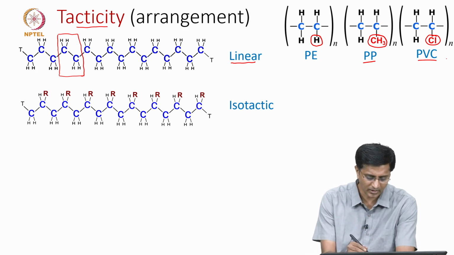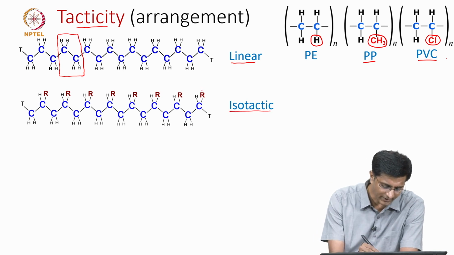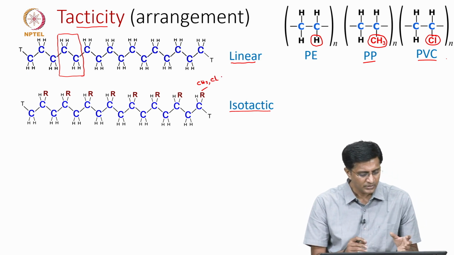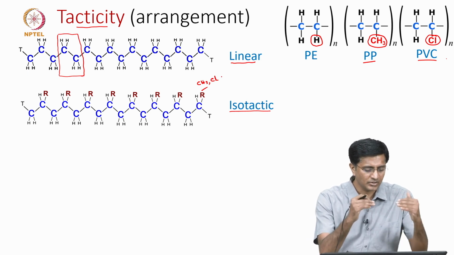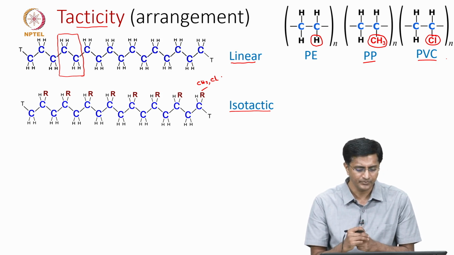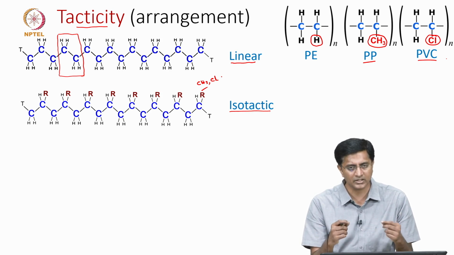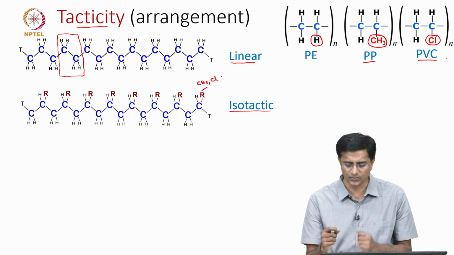First, let us start with isotactic. Here R is the radical we are talking about, which could be either CH3 or chlorine depending on the kind of polymer we are discussing. In this particular situation we have said all radicals are sitting on the upper side of the carbon backbone. Okay. This is one of the possibilities. Not all polymers do that, but in certain circumstances or the way we process these polymers, this is possible.